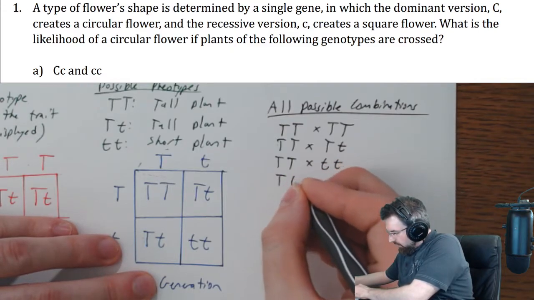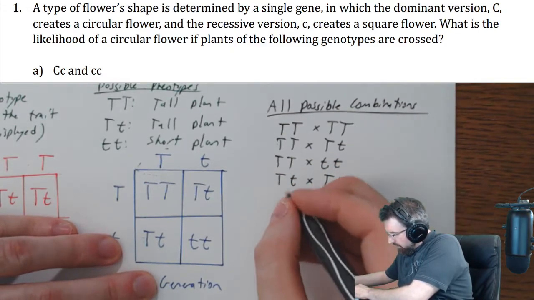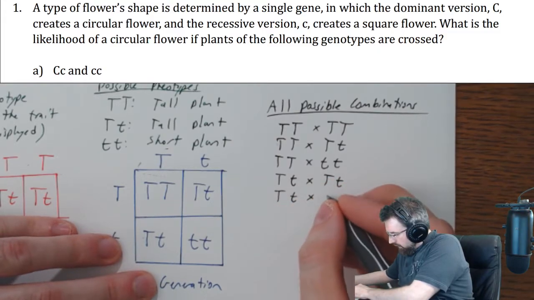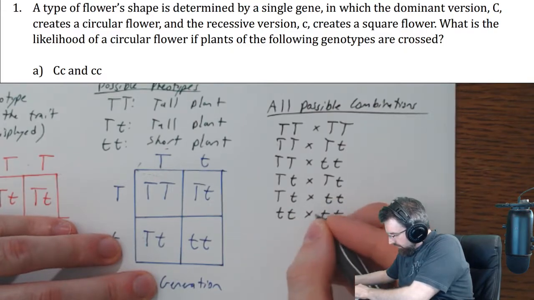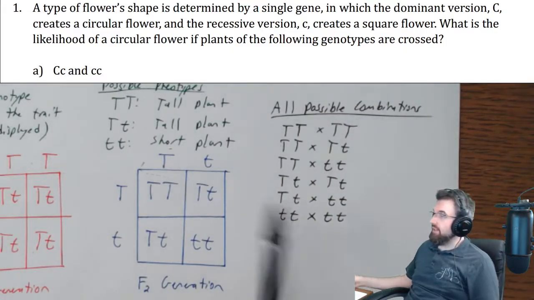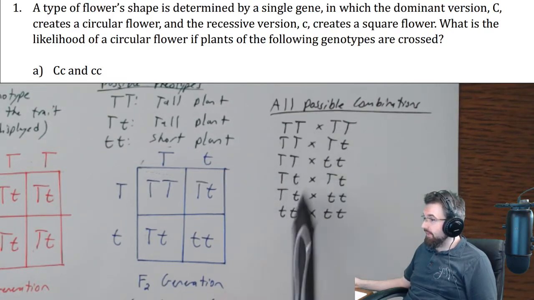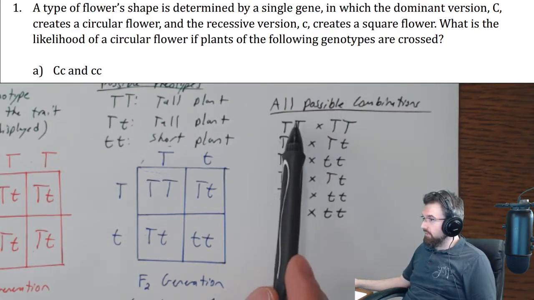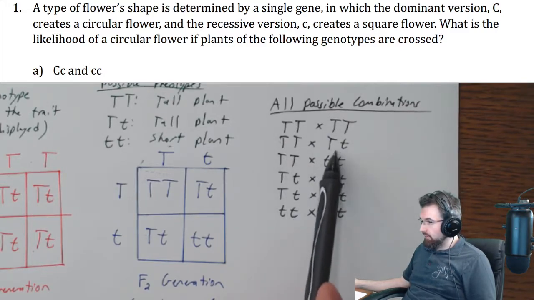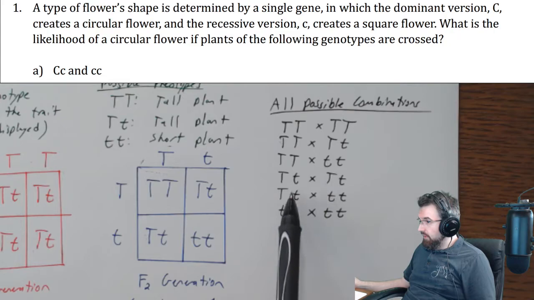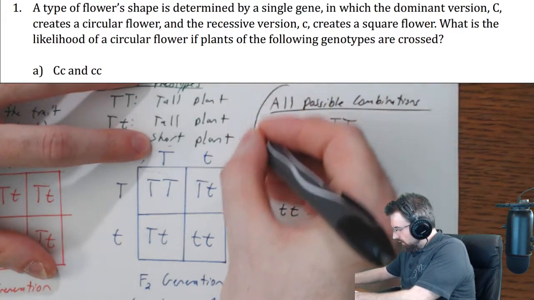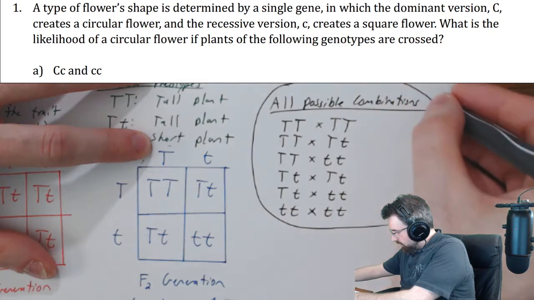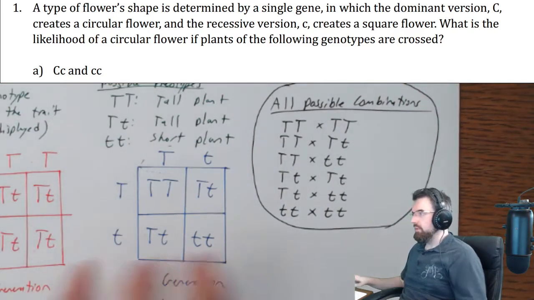So we can have heterozygous by heterozygous. We can have heterozygous by homozygous recessive. And then we can have recessive by recessive. So when your activity tells you to do all 6 crosses, these are the 6. Okay, so it's dominant by dominant, dominant by heterozygous, dominant by recessive, heterozygous by heterozygous, heterozygous by recessive, and then recessive by recessive. So those are the different combinations that you are going to be doing in that activity.